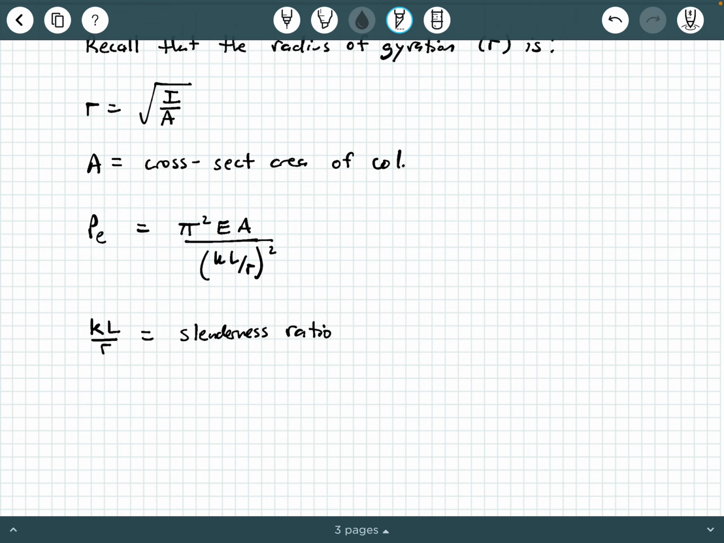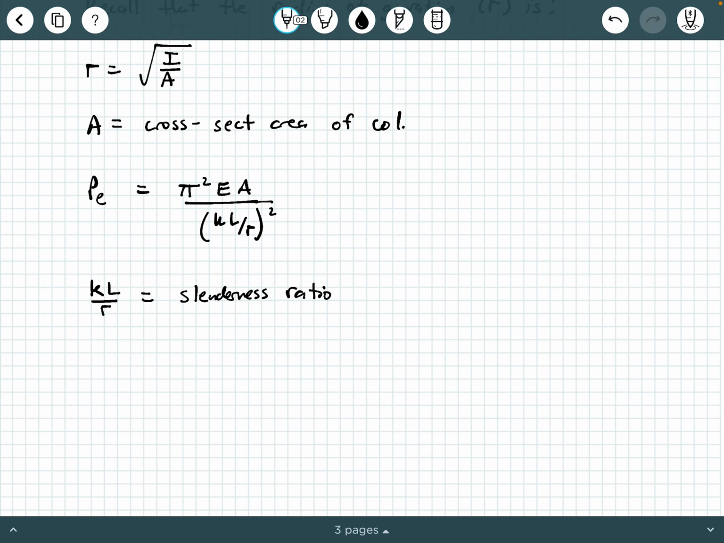So even though this video is meant to be an introduction to the topic in mechanics of materials or structural analysis, I do want you to be aware of this idea of a slenderness ratio, that you will do something more with it in a later class, okay?